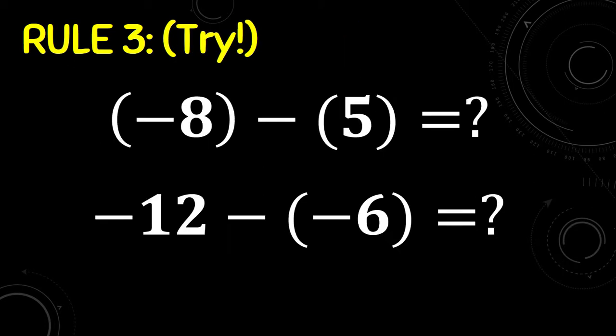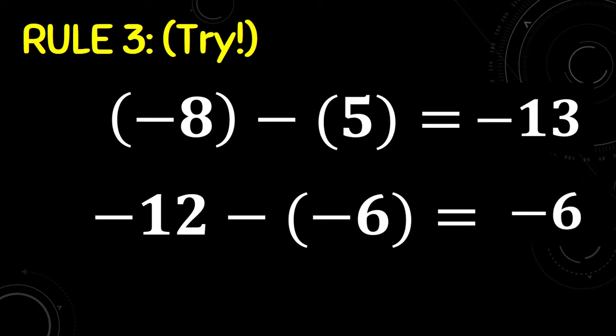Let us try these examples. First example, we have here negative 8 minus positive 5. The result is negative 13. Don't forget to change subtraction into addition, and 5 will become negative. For the second example, we have here negative 12 minus negative 6. The result is negative 6.